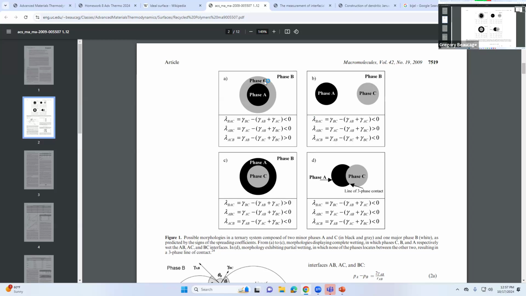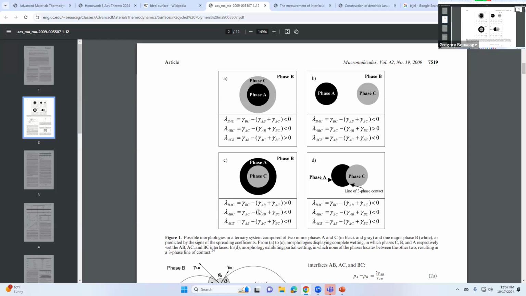So it doesn't matter which one, but basically this one's where you have a majority B phase, and then second A phase and minority C phase, right? So in that case, depending on how this works, if it's BAC that's negative, then you get A and C droplets inside B. In other words, B wants to be with A and C, and A and C don't like each other.